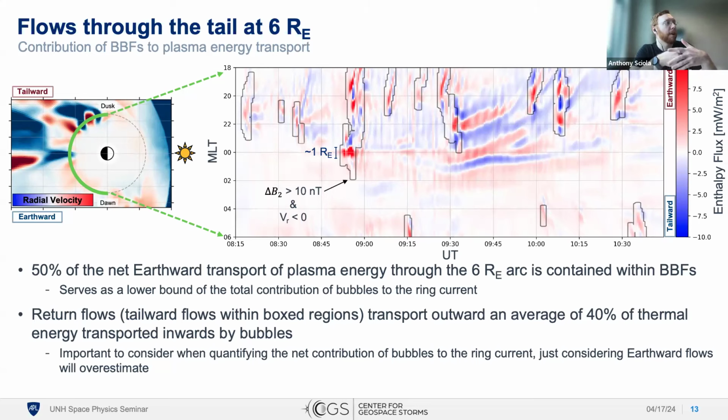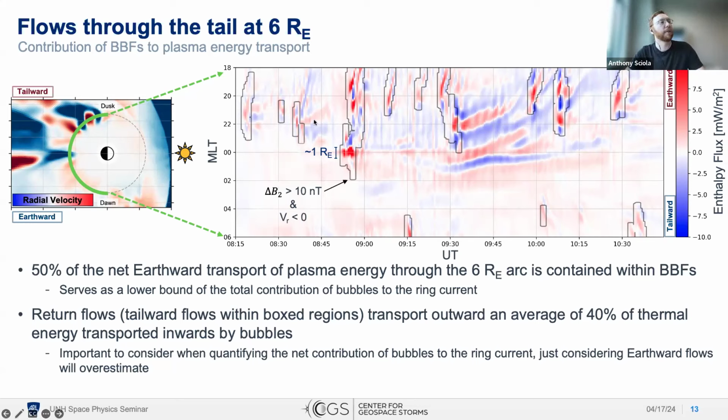And so what we find is essentially that half of the plasma energy that is crossing through 6RE and being available to the ring current is indeed coming through these mesoscale flows, these PBFs or bubbles. And so going back to that slide I shared earlier, this likely has some significant implications on the ranges of energies and also the function of species that have access to the ring current. And that's something that we hope to explore in more detail in the future.